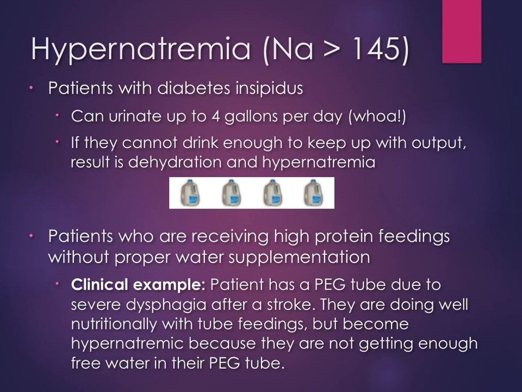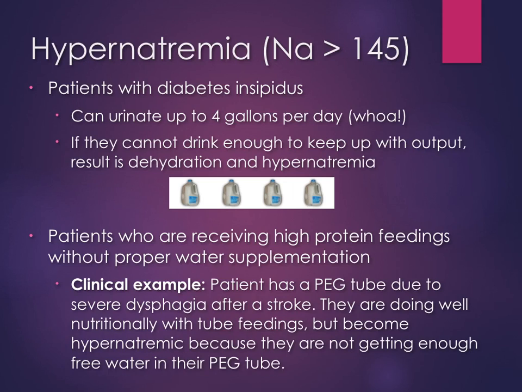Other patients that you need to be concerned about with hypernatremia would be patients with diabetes insipidus. Now these folks can urinate up to 4 gallons per day. So if they're not drinking enough to keep up with that demand, they will surely get hypernatremic.